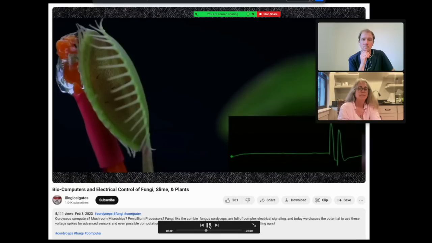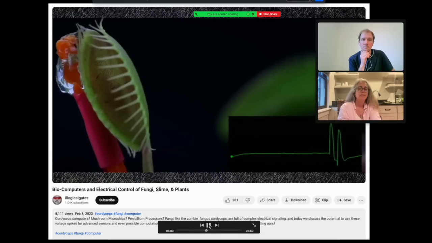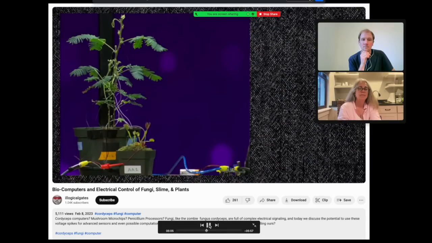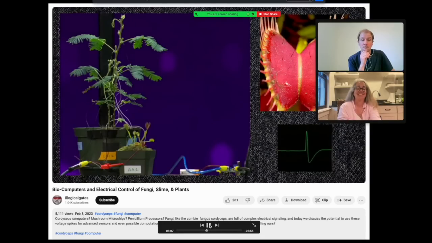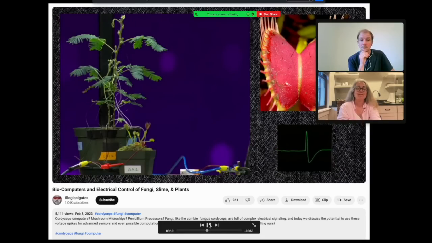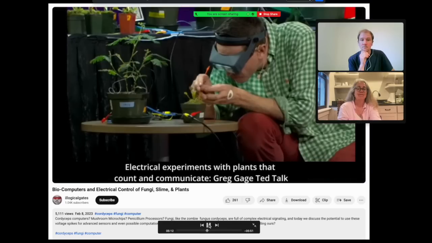This experiment then goes a step further to link the Venus flytrap up to the mimosa plant via wires. So when the flytrap produces its action potential from the trigger hair touch, that voltage spike is carried via the wires to the mimosa plant, and it folds its leaves.